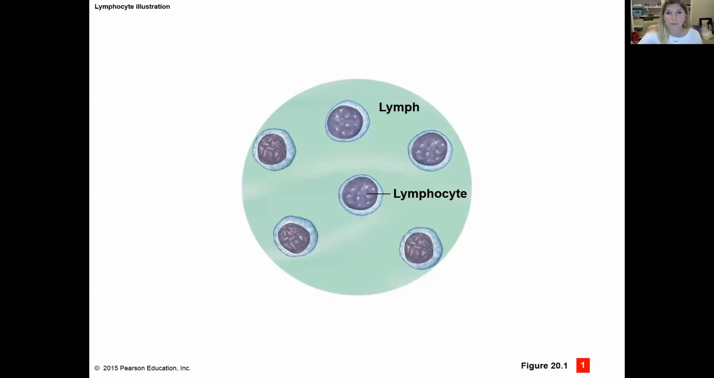So if we draw a comparison between blood and lymph, right? Blood is made of plasma and formed elements. Lymph is made of lymphocytes and this extra interstitial fluid that we call lymph. So there's cells and fluid in both lymph and blood.